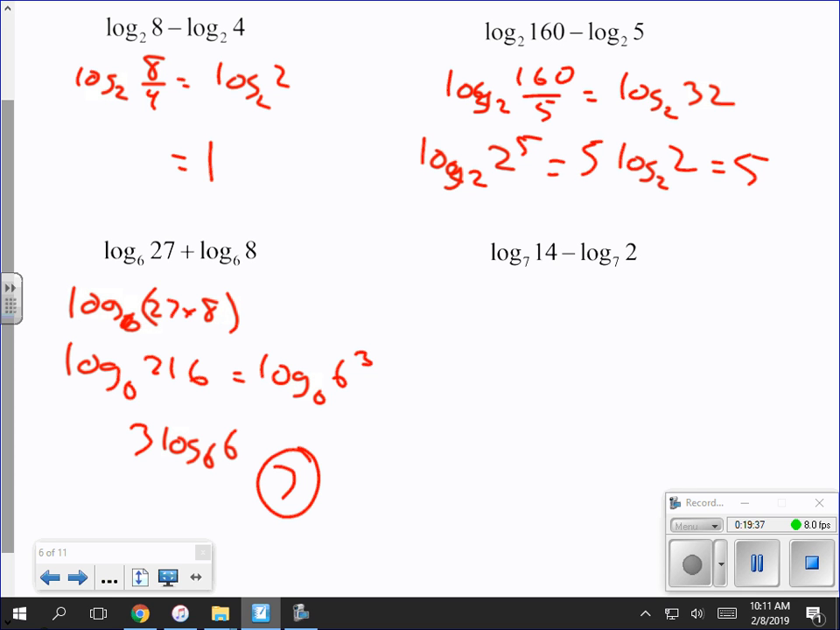And the last one. Log base 7 of 14 divided by 2, which is log base 7 of 7, which is 1. Piece of cake. But the rules of logarithms allow you to put this into a form that you can solve it with. I didn't answer that on C. It's not, because the C would be going the other way. So 3.